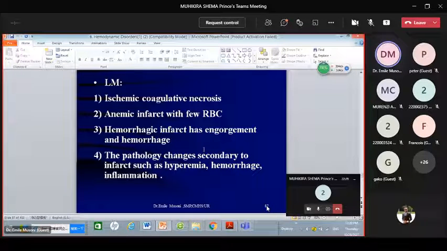On light microscope, infarction is ischemic coagulative necrosis. It is an anemic infarct with few red blood cells. Hemorrhagic infarction has engorgement and hemorrhage. There are also pathological changes secondary to the infarct, such as hyperemia, hemorrhage, and inflammation.